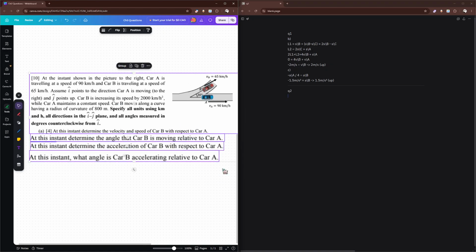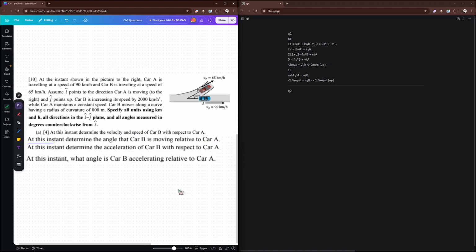This is Q2. At the instant shown in the picture to the right, car A is traveling at a speed of 90 kilometers an hour and car B is traveling at a speed of 65 kilometers an hour. Assuming I hat points in the direction car A is moving to the right and J hat points up, car B is increasing his speed by 2,000 kilometers per hour squared, while car A maintains a constant speed. Car B moves along a curve, having a radius of curvature of 800 meters. Specify all units using kilometers and hours, all directions in the IJ plane, and all angles measured in degrees counterclockwise from I.